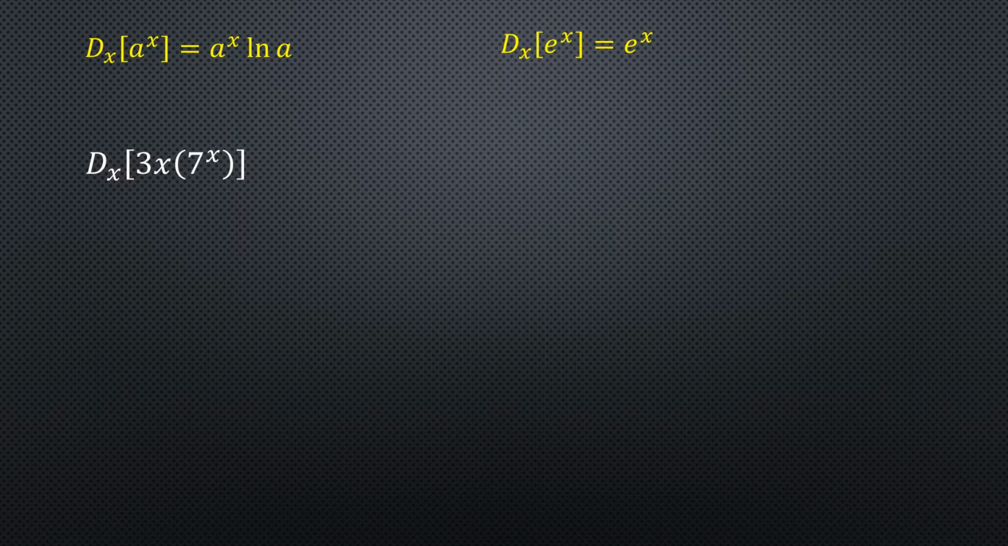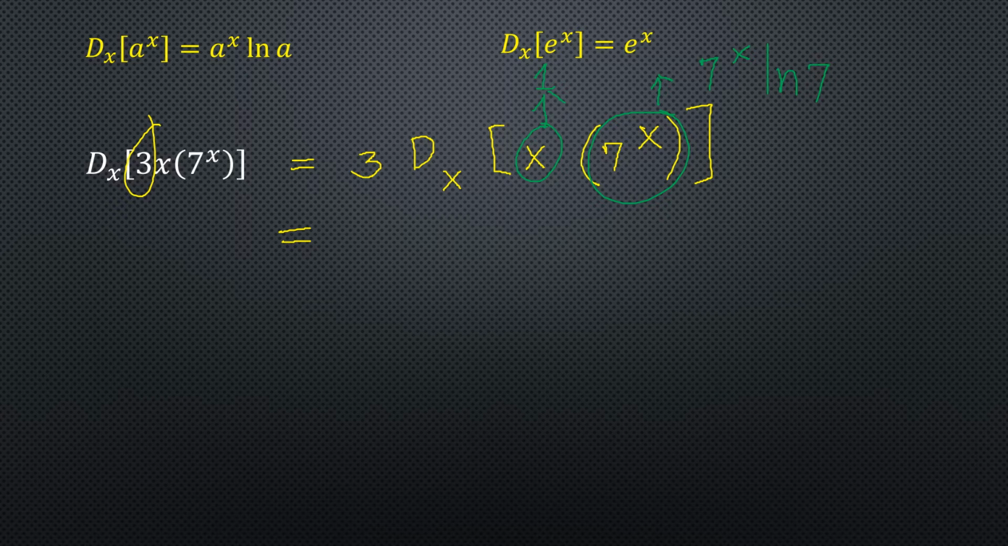On this next example, we can bring out 3 as the constant and get the derivative of x times 7 raised to x. And x and 7 raised to x is a product, so we use the product rule. The derivative of x is 1, and the derivative of 7 raised to x is 7 raised to x ln of 7.